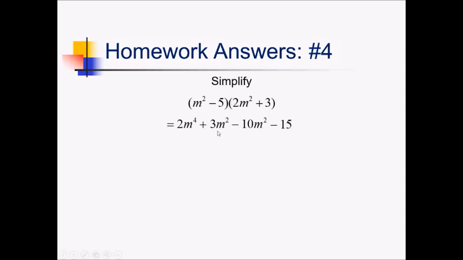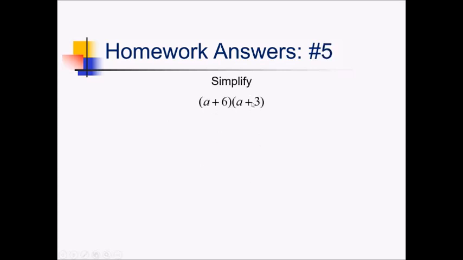We can combine the m squareds in the middle. 3m squared minus 10m squared, that's going to be negative 7m squared. Add the coefficients, keep the variable in the exponent. So we end up with 2m to the 4th minus 7m squared minus 15.